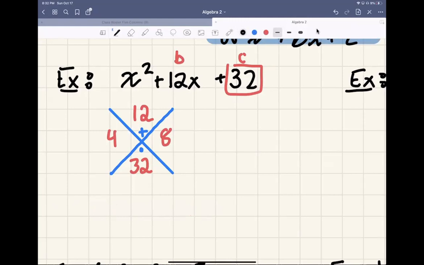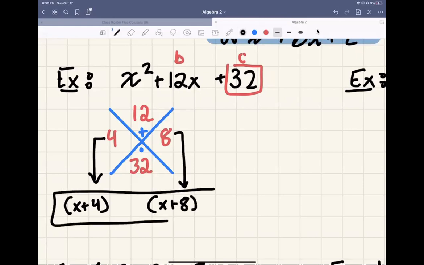Once we have it like this, it gives us our first factor. Since it's positive, you're gonna do x plus 4. That's how we get our first factor. And this is gonna give us our second factor, x plus 8. And this is our answer. It's gonna be multiplied like that. Normally we write it more like this. We write it like this, and this is gonna be our answer: x plus 4 times x plus 8. That's our answer.